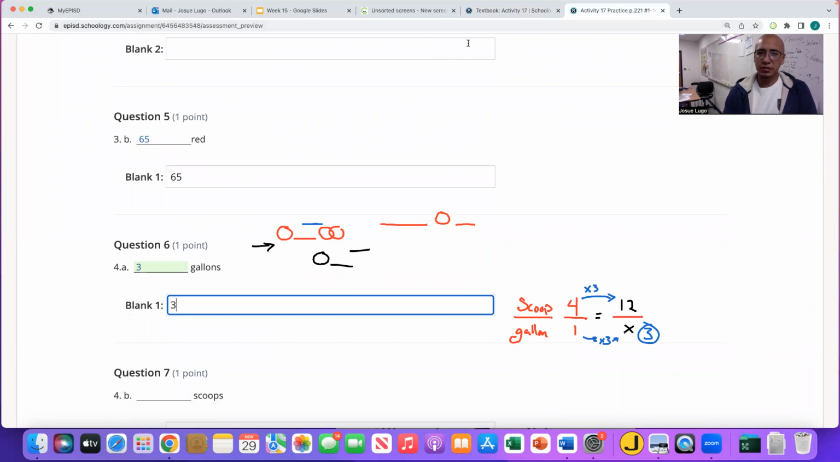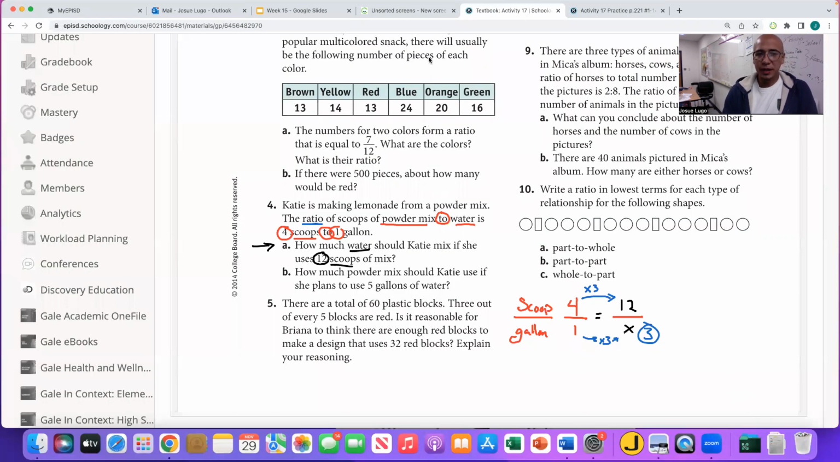Now let's look at letter B. How much powder?